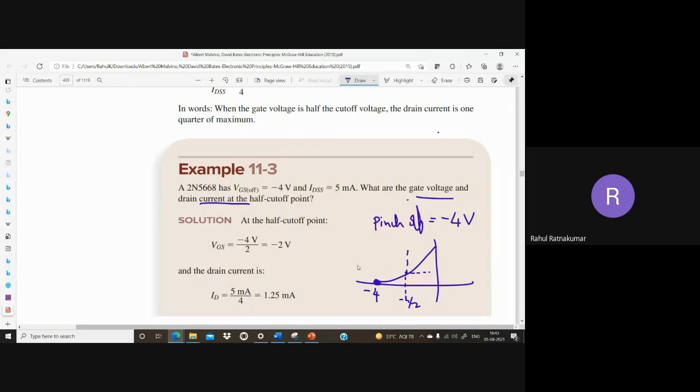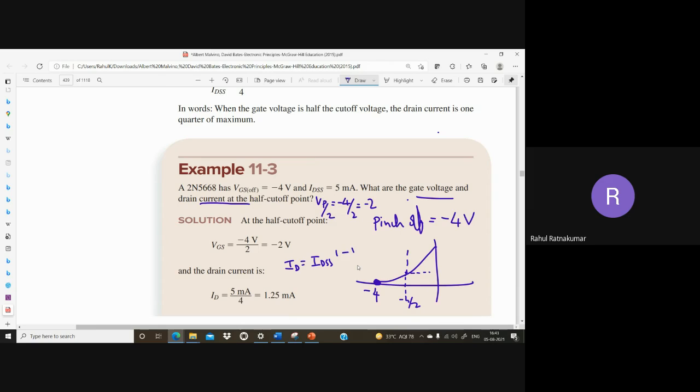So by asking for the half cutoff point, I should know this is nothing but V pinch-off divided by 2. The pinch-off voltage is given as -4, so -4 divided by 2 is -2. That is also given. So we have the drain current equation. Let's write the drain current equation, and based on that we'll try to solve this problem.